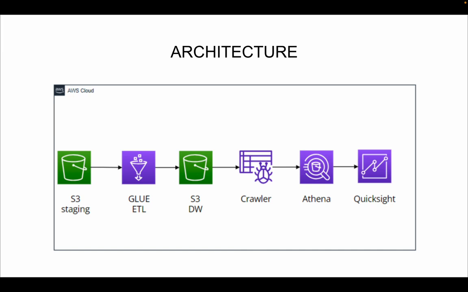Once our data warehouse is in place, we'll be running a Glue crawler that will create a database and populate a table for our database. Then we'll be using AWS Athena to query the data present in the table. Once everything is set up, we can use AWS QuickSight to do visualization and to gain business insight out of our data.